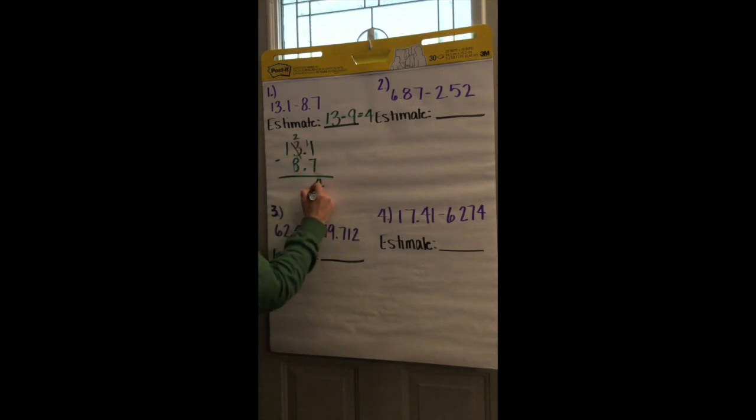My decimal falls down into my problem. Can't do 2 minus 8, so I have to borrow from over here. And then 12 minus 8 is 4. So my answer is 4 and 4/10, which is pretty close to my estimate of 4.